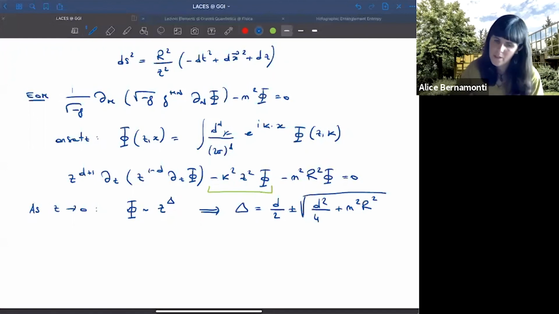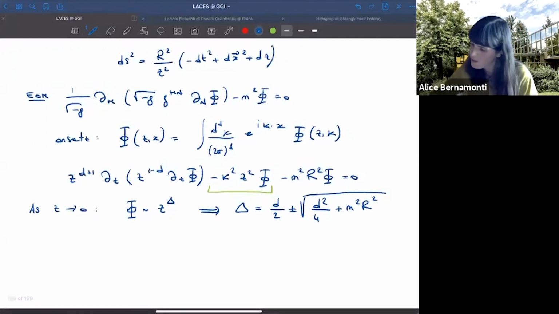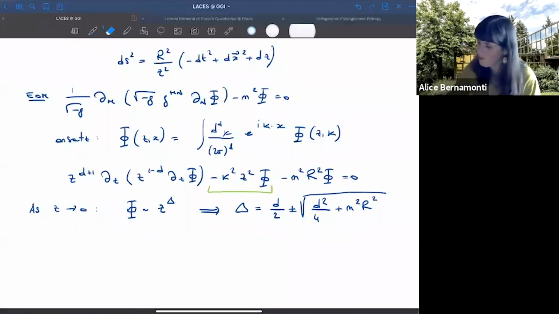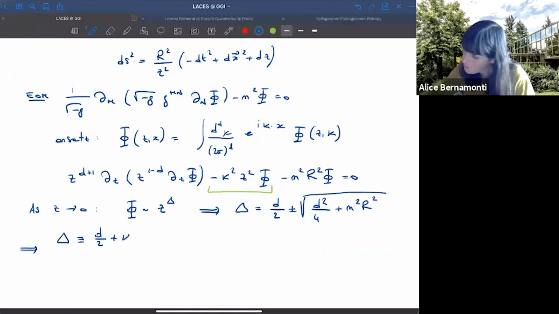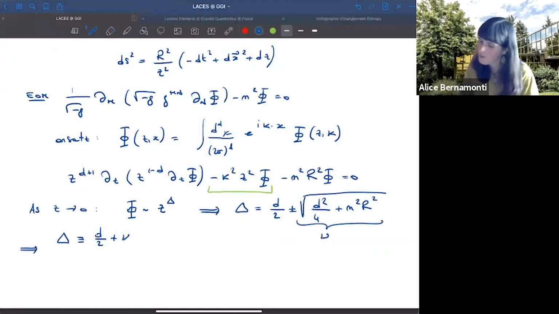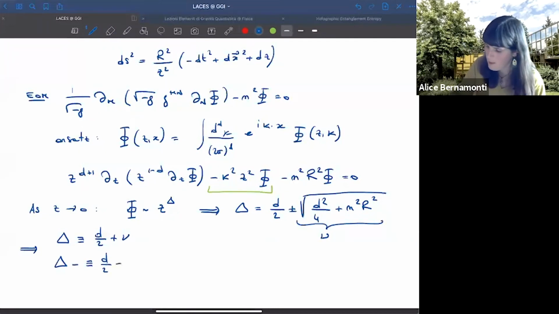And so let me introduce this notation. These are the two solutions. And so in the following, we will call Delta plus the plus solution, so d over 2 plus nu, where nu is this square root, and we will call Delta minus the other solution, so d over 2 minus nu, which is equal to d minus Delta.